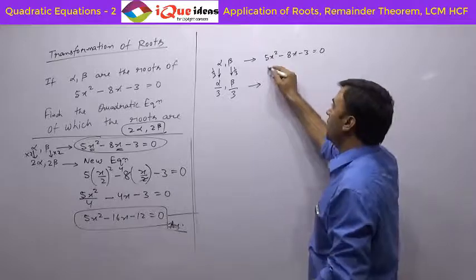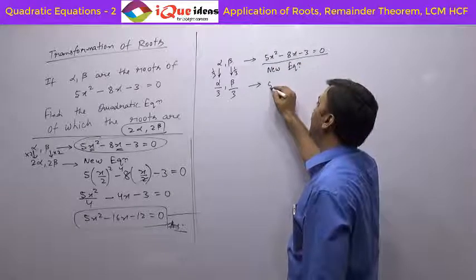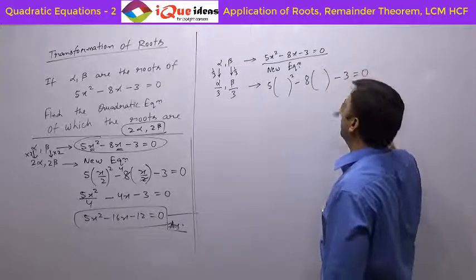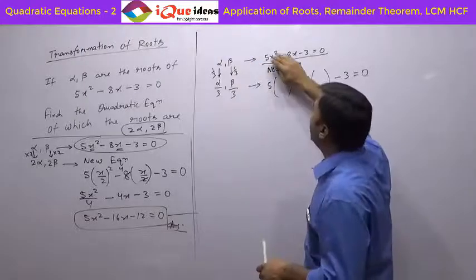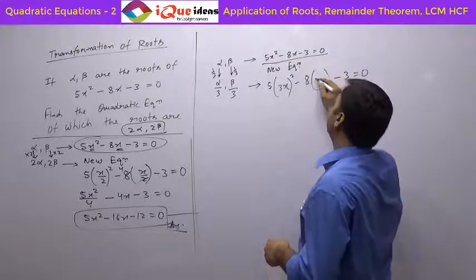So here our new equation will be of same structure as the original equation, that is 5 into something square minus 8 into something minus 3 equal to 0. But because the roots are being divided by 3, x will get multiplied by 3. So in place of x, we will have 3x.